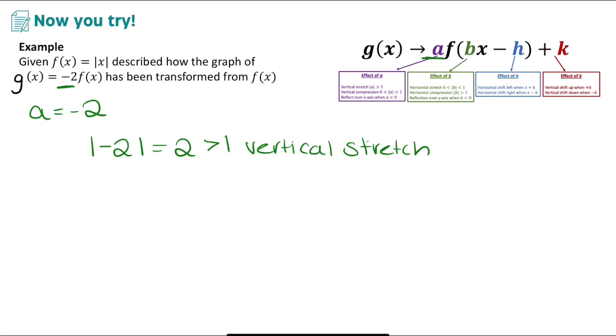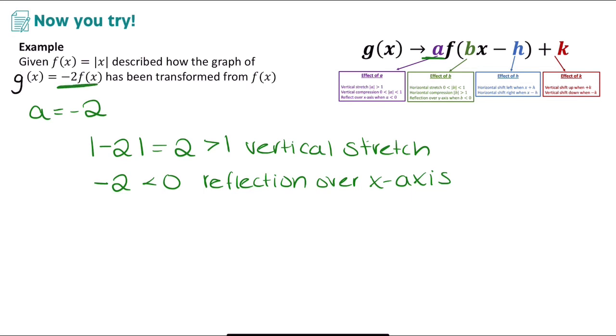Another change that we're going to have is because negative 2 is less than 0, right? So that's going to be a reflection over the x-axis. Okay, so we actually have two effects because this a has a value of negative 2. And so remember, you want to graph this in Desmos to see what it looks like on this transformation, right? So what this is telling me is, take f of x and multiply it by negative 2, okay? So I'm going to rewrite that as g of x equals negative 2 times the absolute value of x, okay? So you can graph that in Desmos and see how the graph has been transformed.